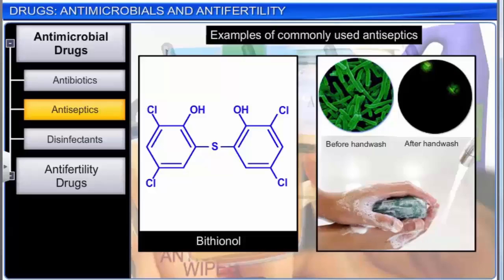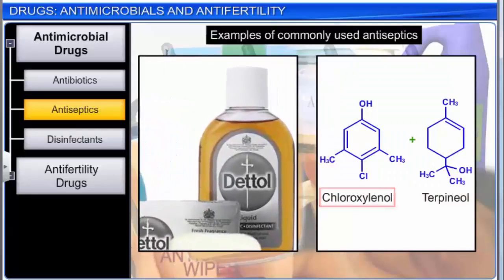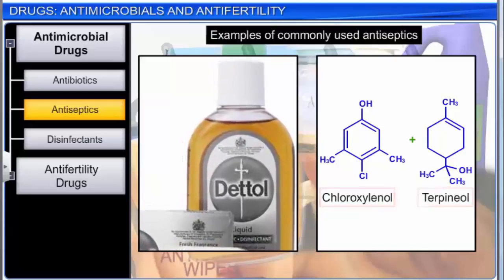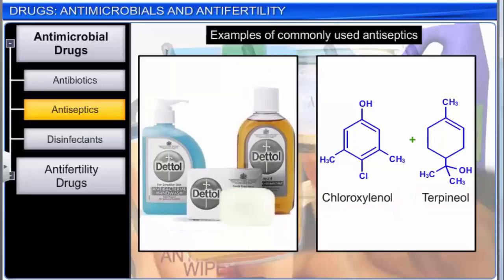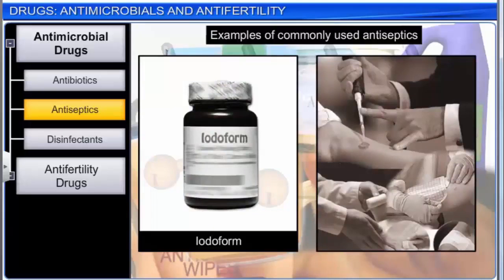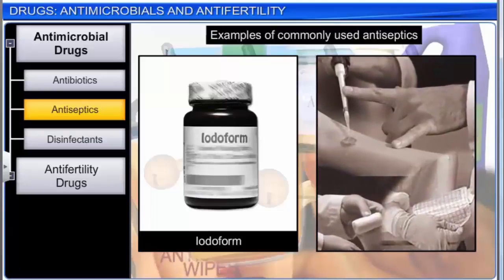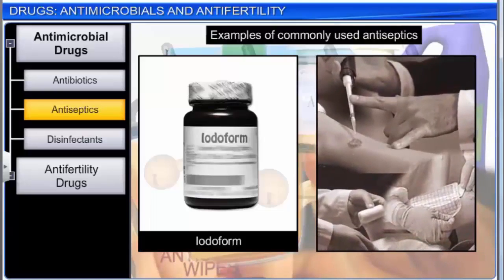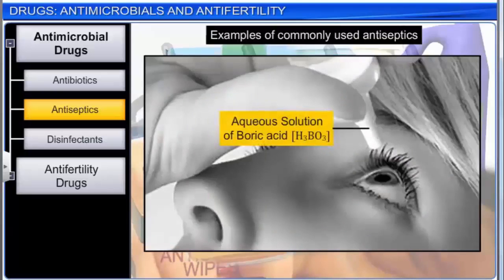Dettol, a mixture of chloroxylenol and terpineol, is an inexpensive liquid antiseptic. Iodoform, an organoiodine compound, is used as an antiseptic for wounds. A dilute aqueous solution of boric acid is used as a weak antiseptic for the eyes.